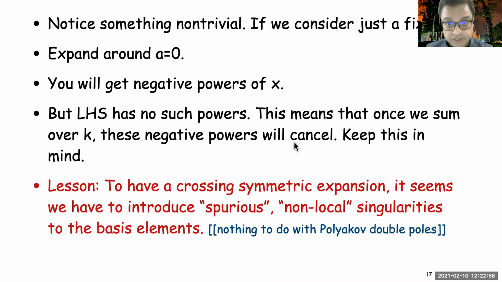But this is an important thing, that you will get negative powers for fixed k, and in the full amplitude, these are not there. So the lesson is that to have a crossing symmetric expansion, it seems that we have to introduce spurious or non-local singularities to the basis elements. And I should point out that these have nothing to do with Polyakov double poles in the context of CFTs. I mean, that will come later.